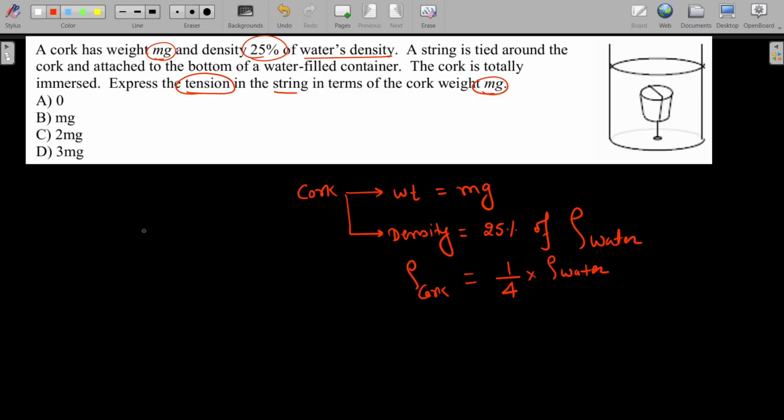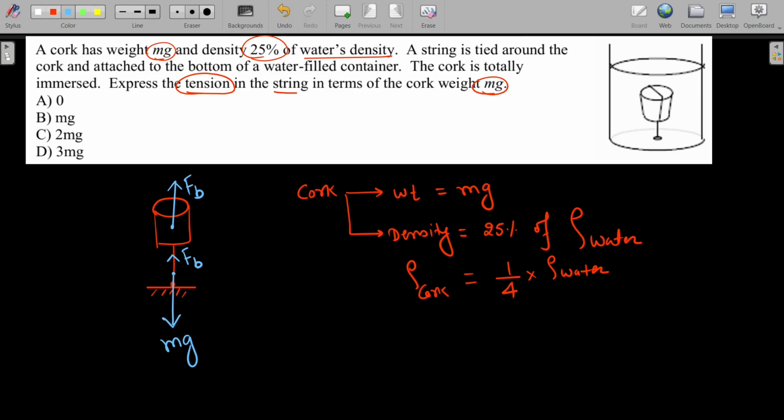So let us draw the free body diagram. Suppose this is a cork and this is a string attached to the cork from the bottom. So obviously the weight mg will be downward. So this is the weight mg and the buoyancy force will be acting in upward direction, that is the FB, right? So buoyancy force will act on this string as well. So we can indicate it by FB. So the net tension will be either FB minus mg or mg minus FB, one of them.